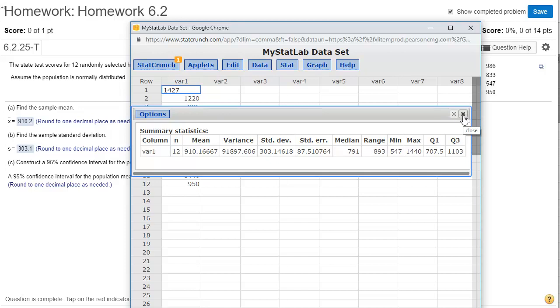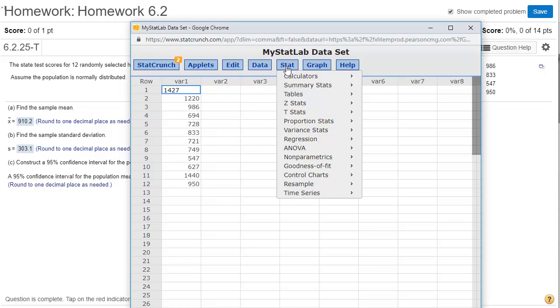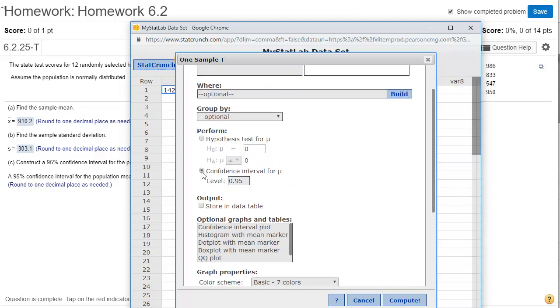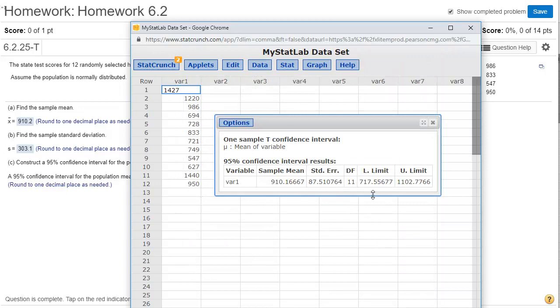So there's my mean, there's my standard deviation that we can see as the answers in that problem. So I type those values in. And again, the reason that I'm being asked for that information is it's expecting me to do this work by hand without StatCrunch or other type of calculator. So what I'll do now is go to T-Stat and I'll choose one sample, and here I have the data. So I'll tell it that it's in var1. I'll tell it what confidence interval I want, and this is asking for 95%. And then I'll click compute, and there are the upper and lower limits.